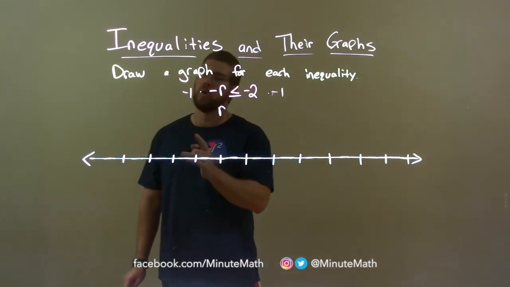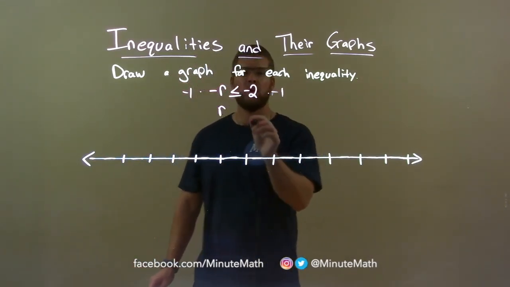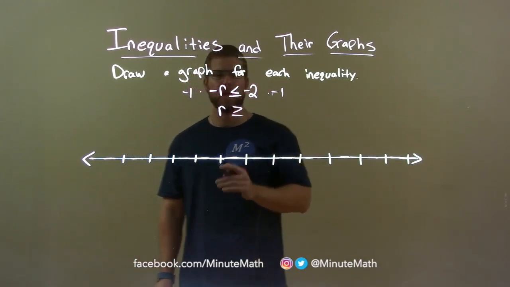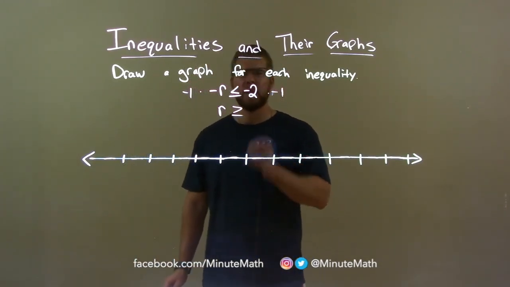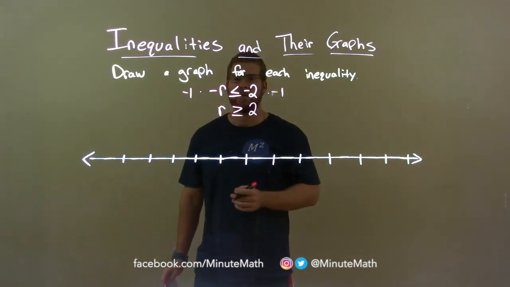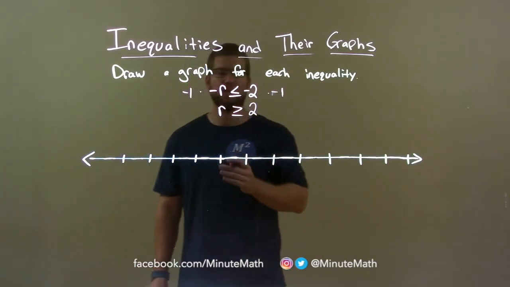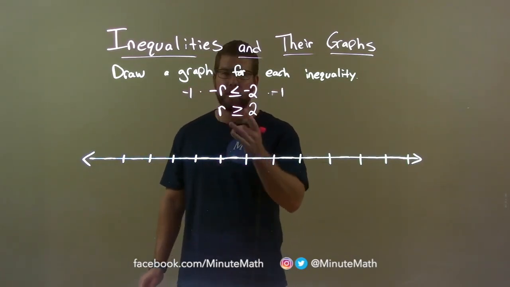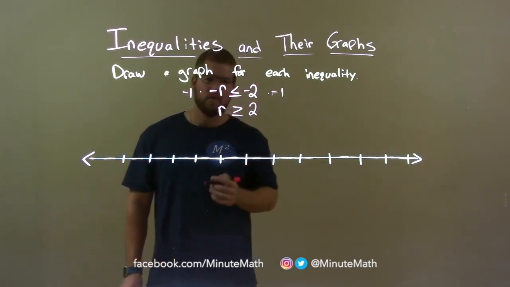Now when we multiply or divide by a negative over the inequality, it needs to flip. So less than becomes a greater than. -2 times -1 is a +2. So now, -r less than or equal to -2 is the same thing as r is greater than or equal to +2. So now let's graph that.